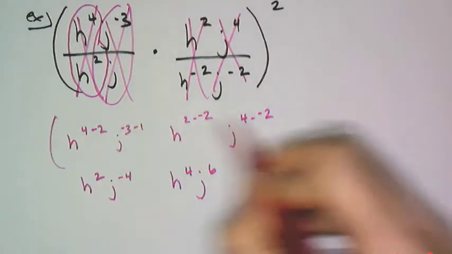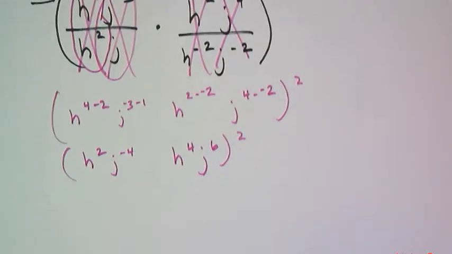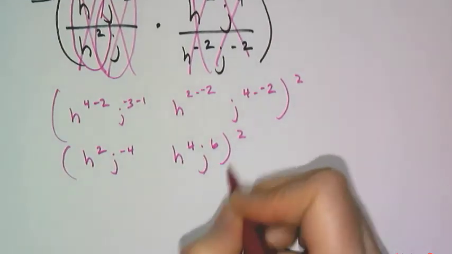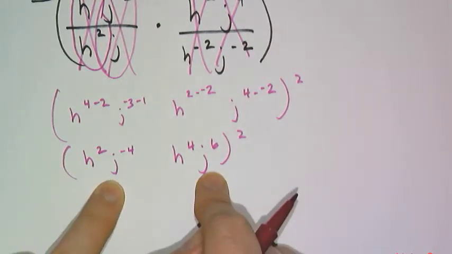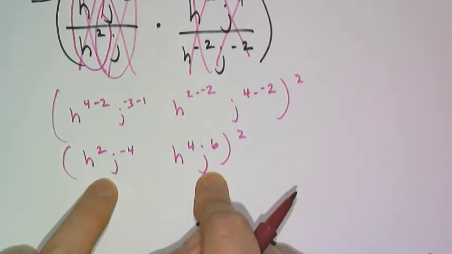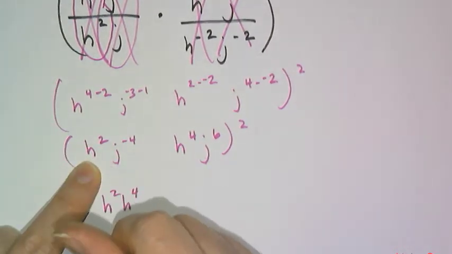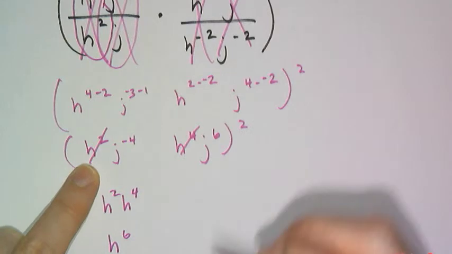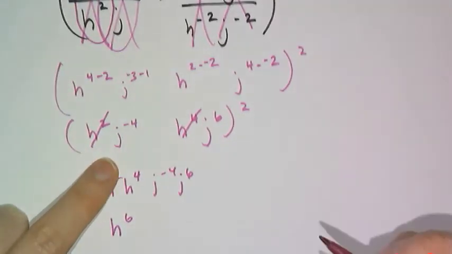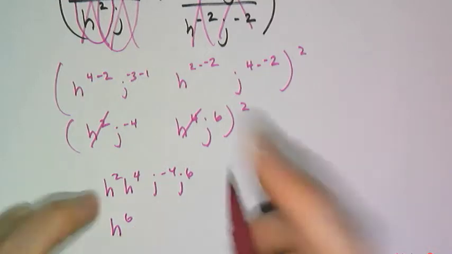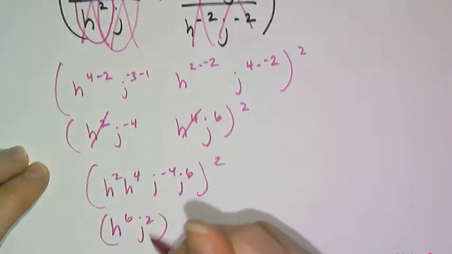Now this whole thing is still squared, okay? And before I square anything, I notice that I have h's and j's multiplied together, and I can combine them using the product rule. So h squared times h to the 4th is the same thing as h to the 6th, and j to the -4th times j to the 6th, using my product rule, I add the exponents, I just get j squared. Now this whole thing is still squared.